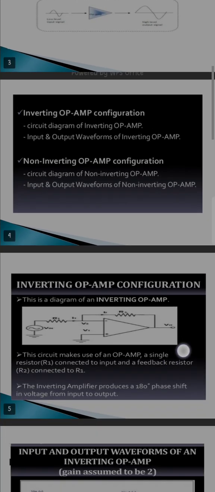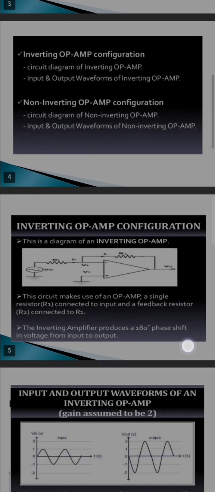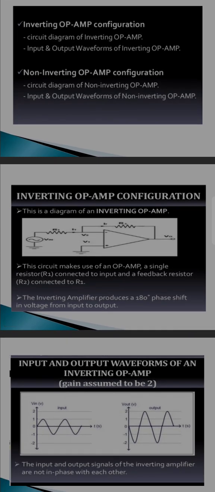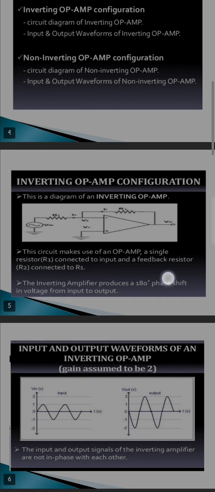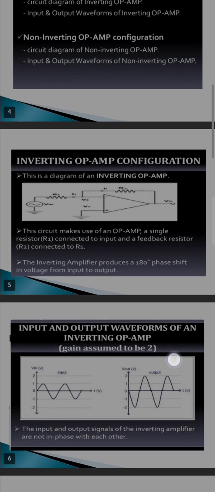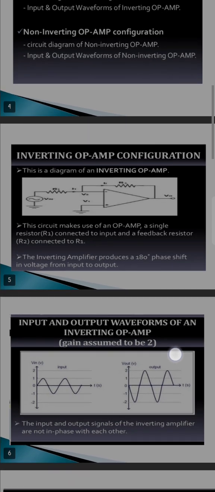Let us see the things that we are using in this diagram. I hope you are able to see the screen. The first diagram is known as the inverting amplifier diagram. This circuit makes use of an operational amplifier, a single resistor R1 connected to the input and a feedback resistor R2 connected to R1. The inverting amplifier produces a 180-degree phase shift in voltage from input to output.